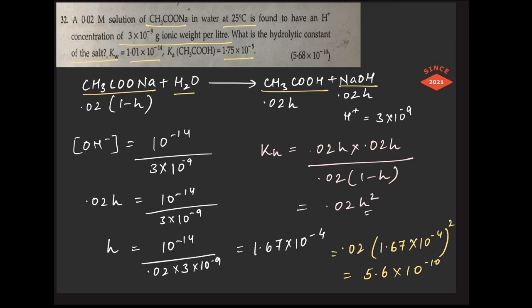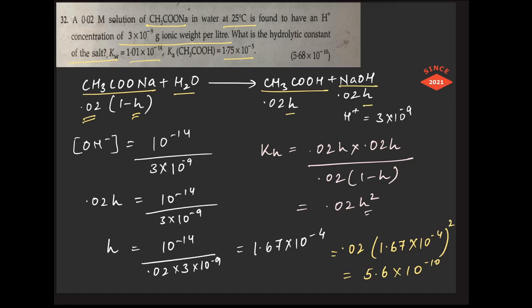What is the concentration of the salt? Concentration of the salt is 0.02 moles per liter. h is the degree of hydrolysis. If initial molarity of sodium acetate is 1 mole per liter, then out of 1 mole, h moles undergo hydrolysis to give h moles of acetic acid and h moles of NaOH.